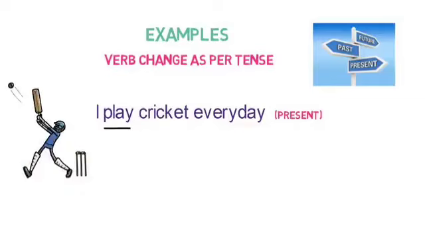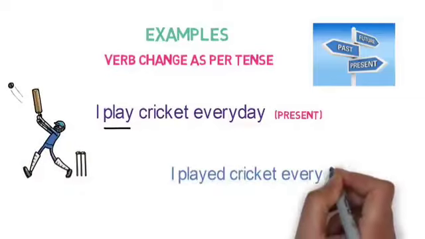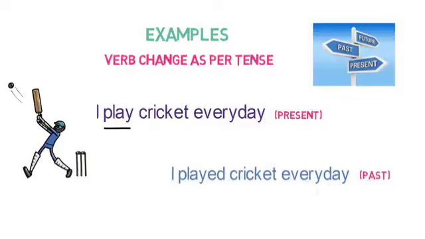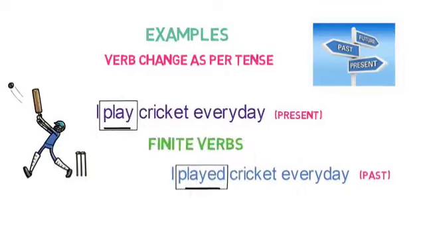Let's look into another sentence. I played cricket yesterday. This sentence is in past tense. Here the verb is played. You can see here that the verb play changed to played as per the tense. So both play and played are finite verbs.